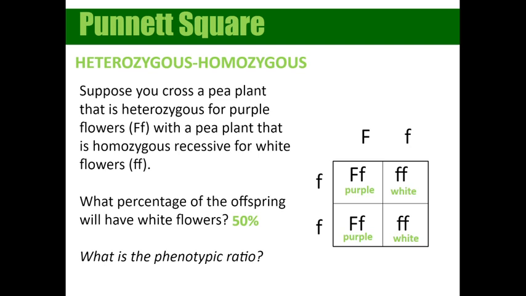So the percentage of offspring that will have white flowers is 50%. Because here you filled in your two boxes that have no big F's. So you know that they are completely homozygous recessive. So your phenotypic ratio is going to be 1:1. Because it's kind of like fractions. Because we have two purple and two white. And it'd be silly to write 2:2. So we break it down to 1:1 because for every purple flower, there will be a white flower.